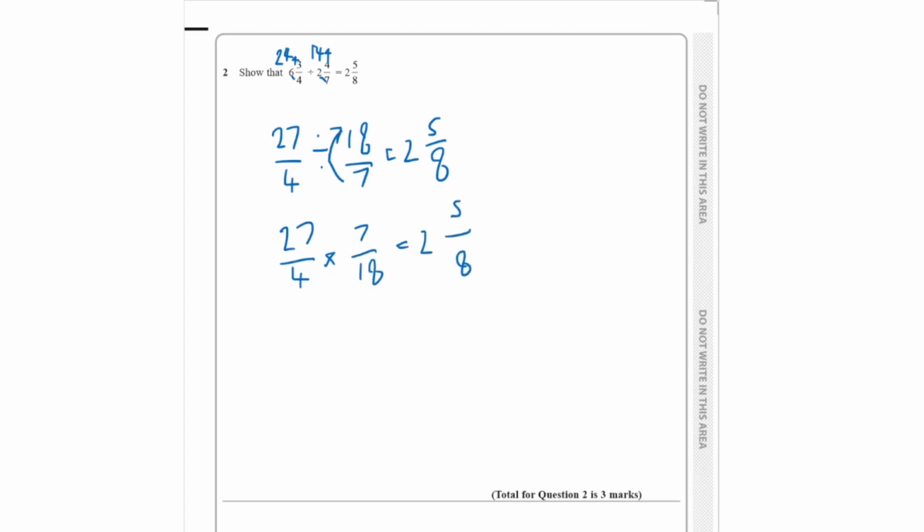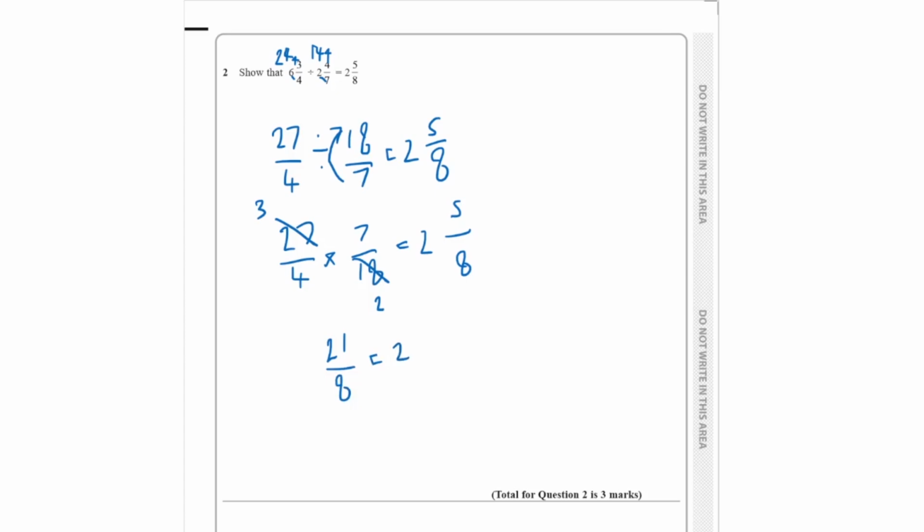We can simplify this by finding the lowest common factor of 27 and 18, which is 9. So 27 divided by 9 is 3. 18 divided by 9 is 2. Since there's no lowest common factor of 4 and 7, we can simply multiply. 3 times 7 is 21. 4 times 2 is 8.